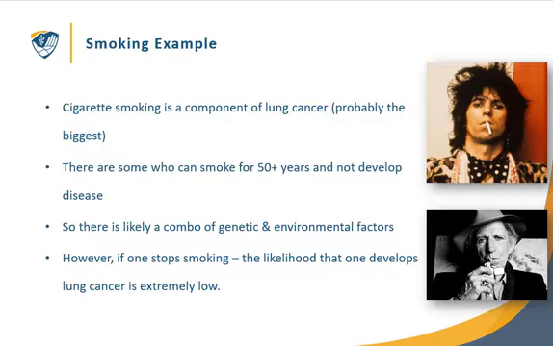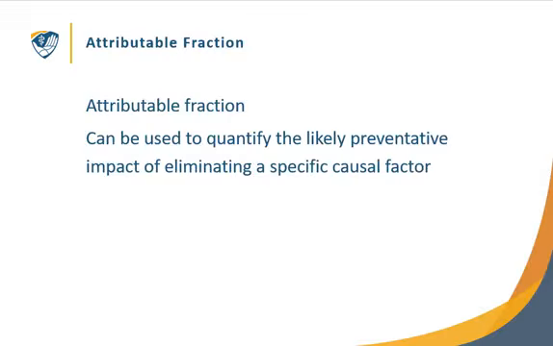For example, cigarette smoking is a component of lung cancer, probably the biggest. There are some, though, who can smoke for 50 plus years and not develop the disease. So there is likely a combination of genetic and environmental factors. However, if one stops smoking, the likelihood that one develops lung cancer is extremely low. The attributable fraction can be used to quantify the likely preventative impact of eliminating a specific causal factor.